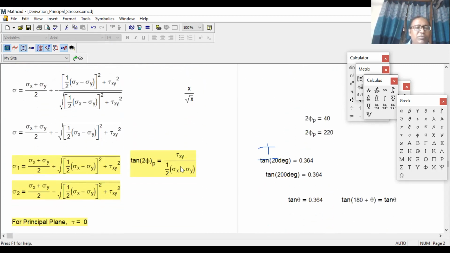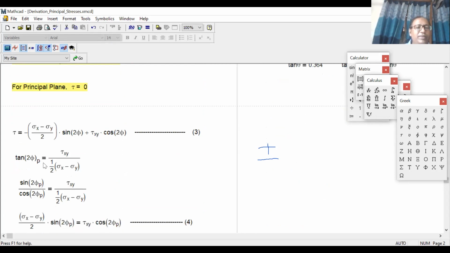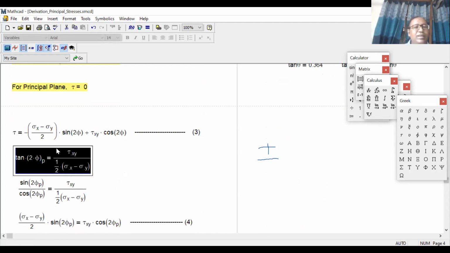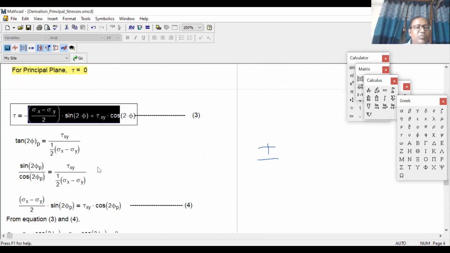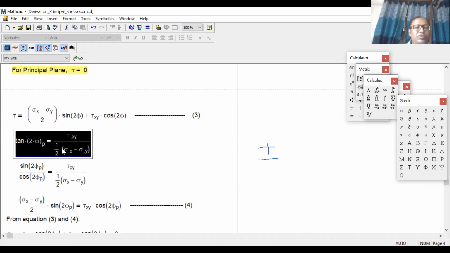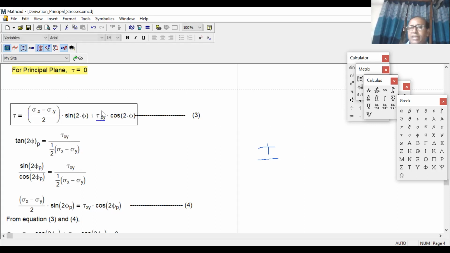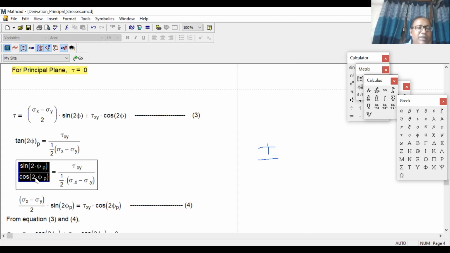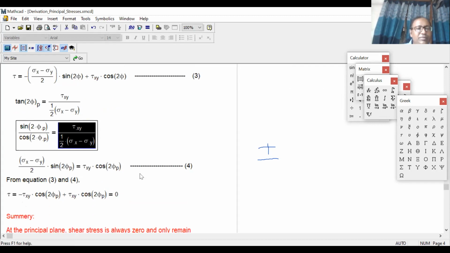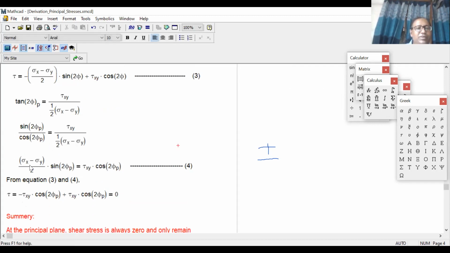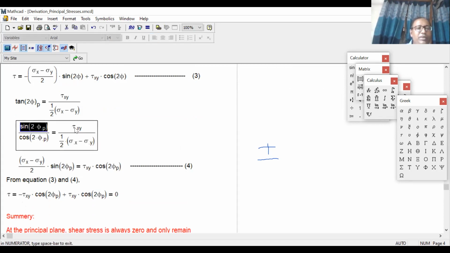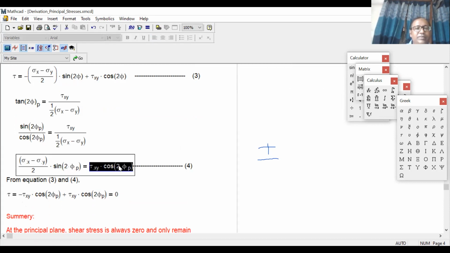What is our condition for principal plane? Tan 2 phi p equal to this, this is our formula. And this is my equation. So from here, using this condition, I'll figure out the equation. That equation I'll put over here and see it is coming 0. So you see tan 2 phi, I divided sine theta by cos theta, then I got this. Then I just simplify the equation. What do I get? Sine 2 phi p times this equal to tau xy into cos 2 phi.